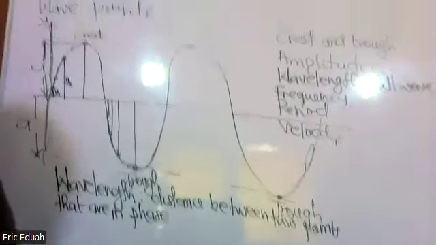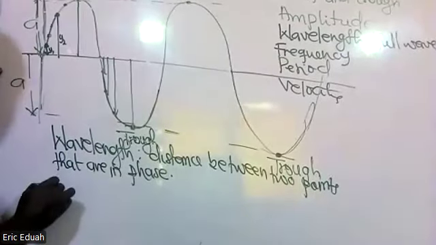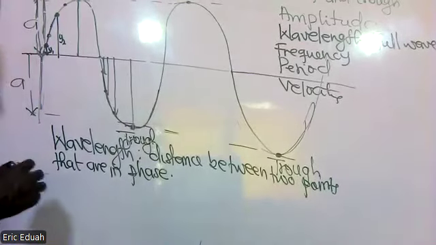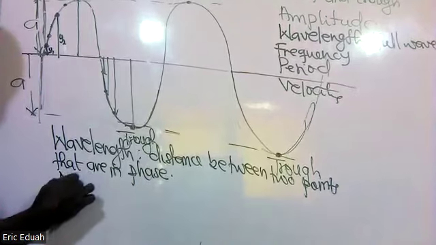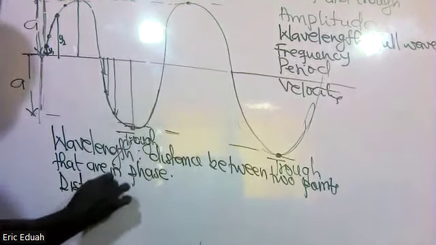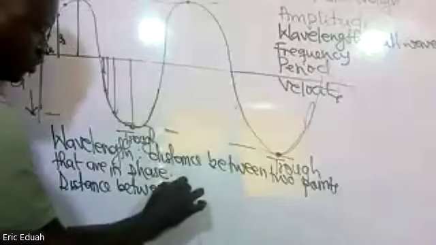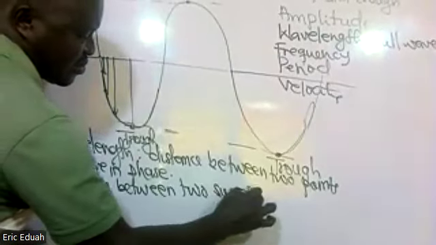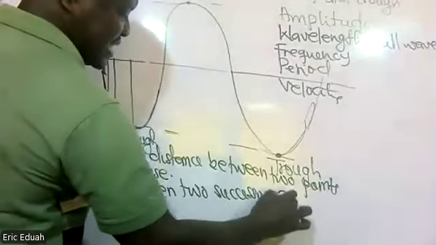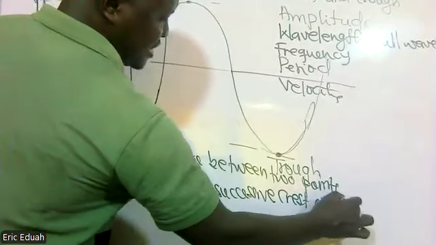Some other books will define wavelength as the distance between two successive crests or troughs.